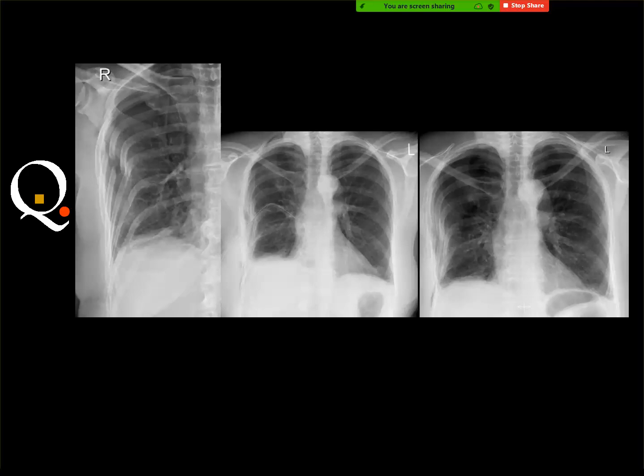Flail chest, with aortic knob distension? No.